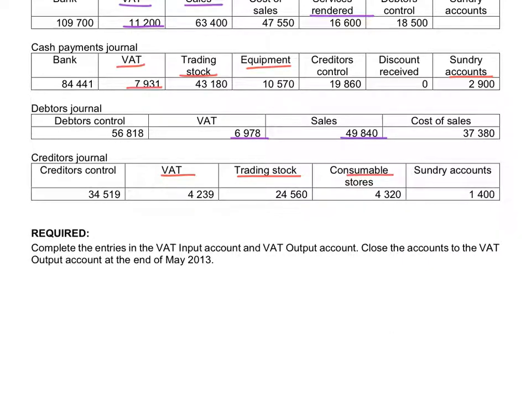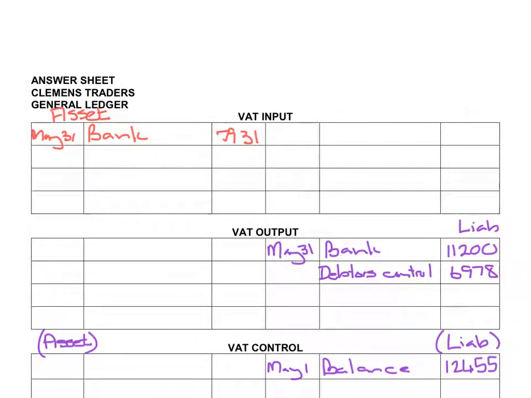In the creditors journal, the VAT amount indicates that VAT was paid when goods were purchased and when consumable stores were purchased and other items were purchased on credit. This VAT can be claimed back from SARS. The VAT input account will be debited to increase the amount that can be claimed from SARS. The creditors control account is credited with the total amount, and VAT input is debited with 4239.